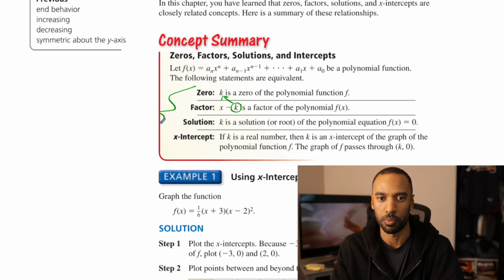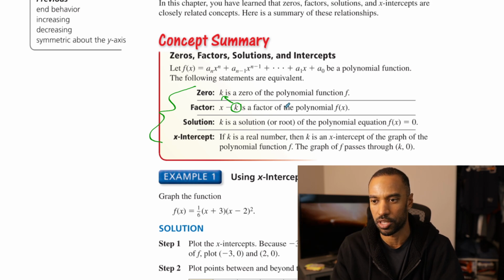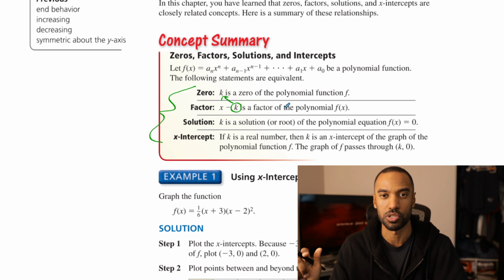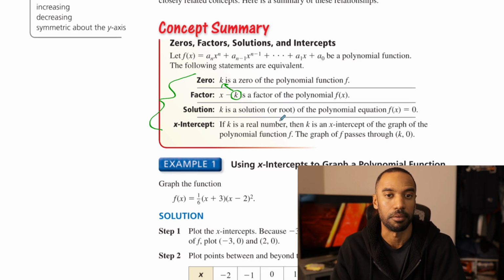That's why they're all closely related. That's why I call them synonymous with each other. There's the other word, root, that's not on here. That would mean the same thing to us as solution or x-intercept or 0 in that way.